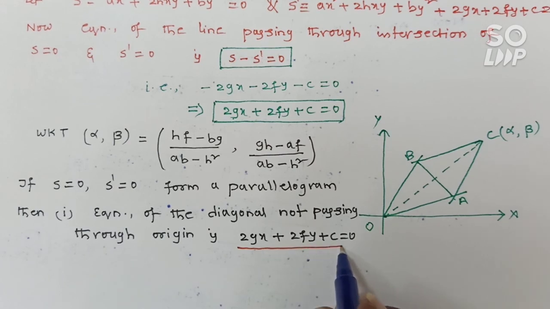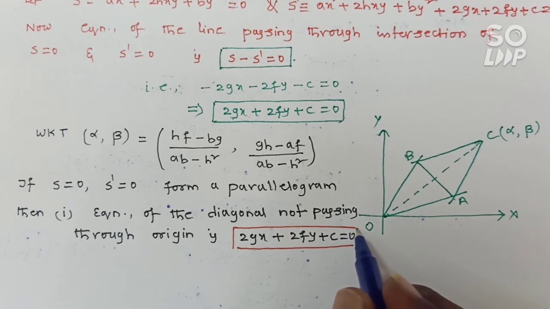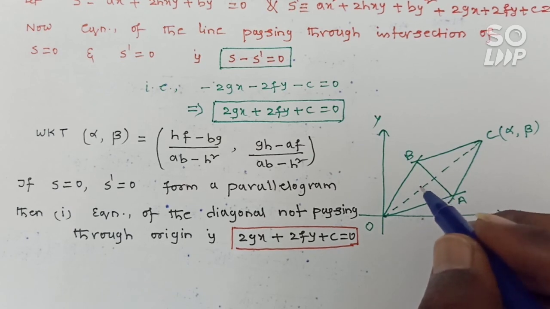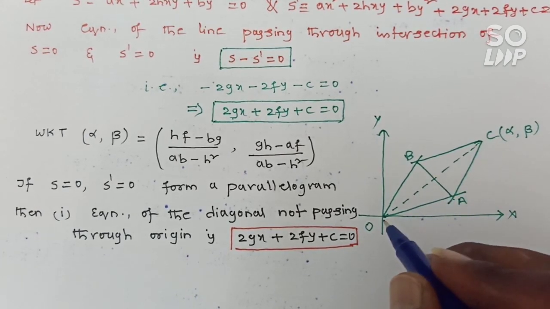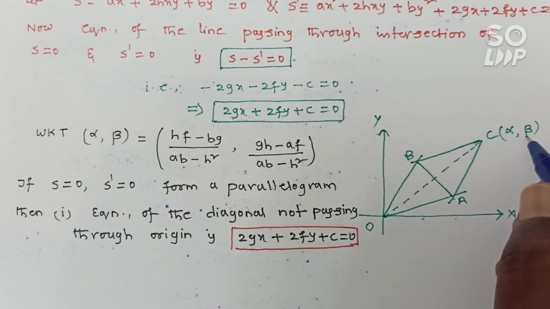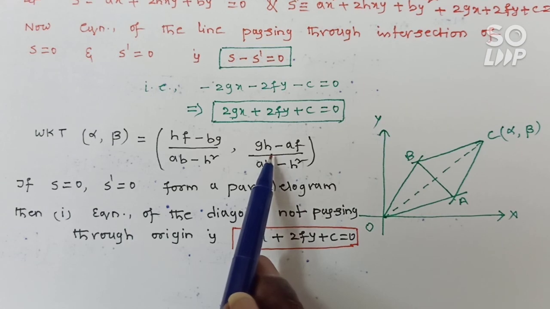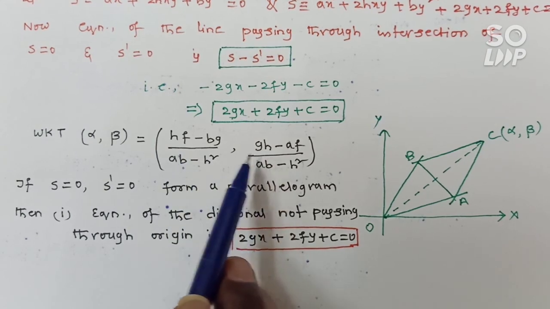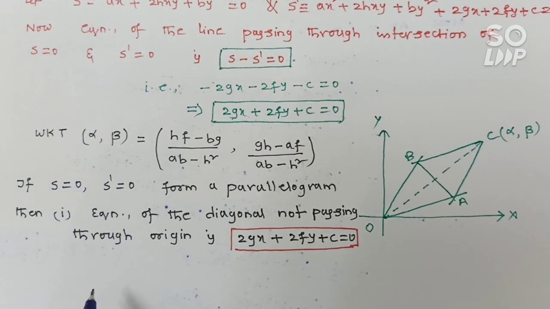And suppose you want the diagonal passing through origin, we know the general equation of the line passing through the origin: y is equal to mx. m will be the slope of that line. Here the slope of OC is equal to beta by alpha. Here alpha comma beta is this one. Beta by alpha means y coordinate by x coordinate. ab minus h square will be cancelled.